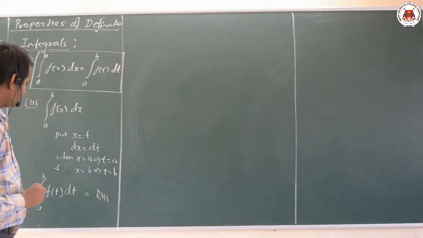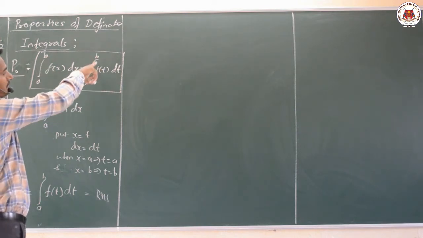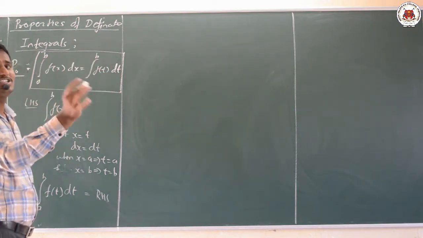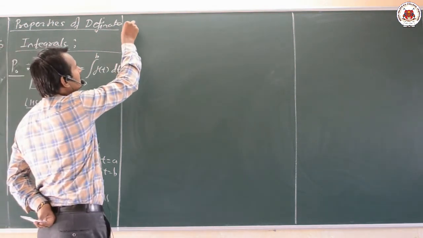That implies integral from a to b of f of x dx equals integral from a to b of f of t dt. That is changing of variables, we can say here. Very simple thing. Now let us start with the second property.